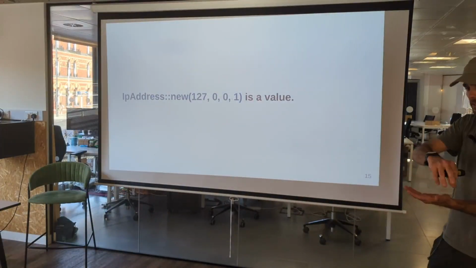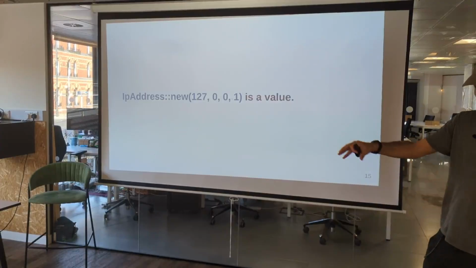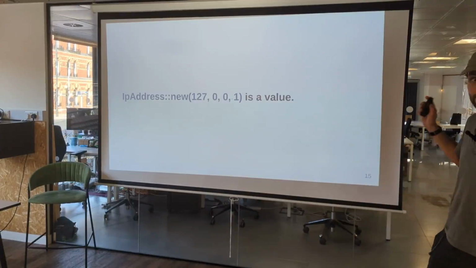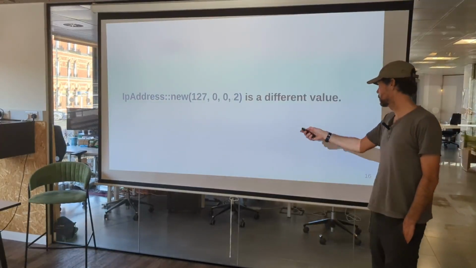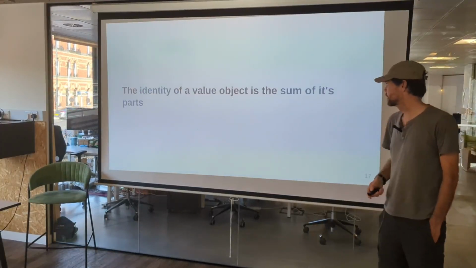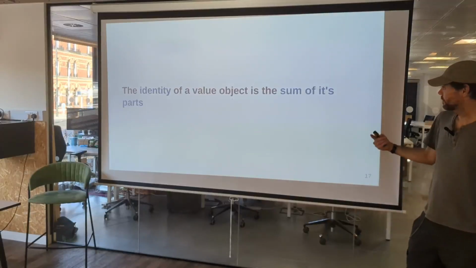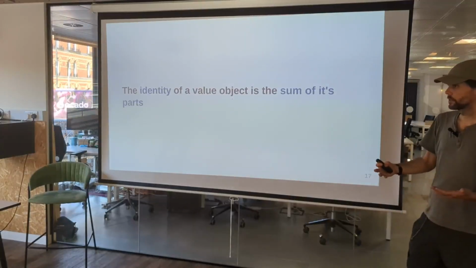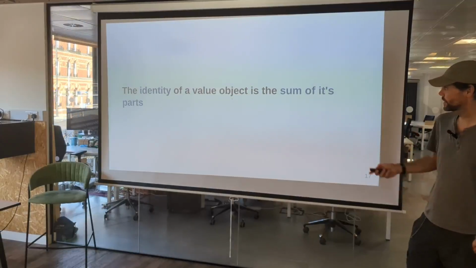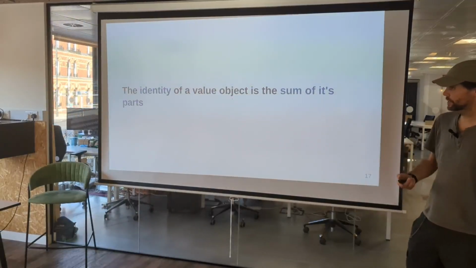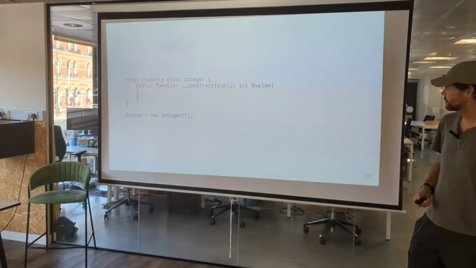It identifies a physical piece of network hardware on the network. I don't know how networks work, but I know that much. So 127002 is a different value. The identity of a value object is the sum of its parts. Nothing more, nothing less. Everything in a value object contributes to its identity.